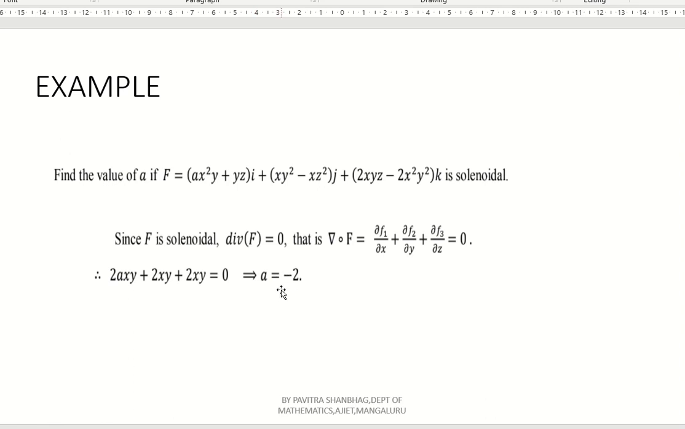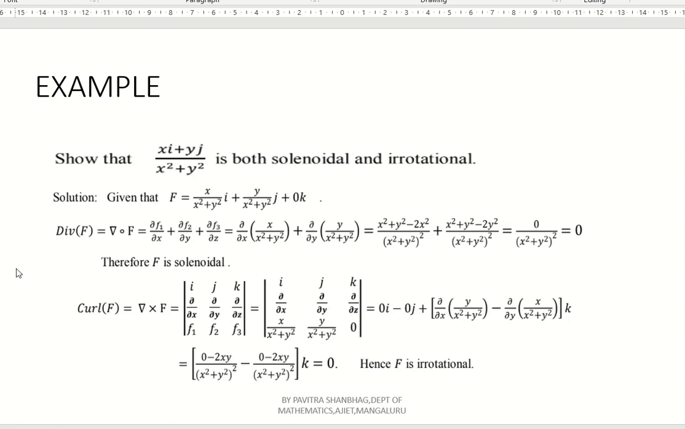Now next let us move to one more example. Show that (xi + yj)/(x² + y²) is both solenoidal and irrotational. Now what is the condition for a solenoidal vector? The divergence of the given vector is 0, right? And for irrotational, the curl of the given vector is 0.